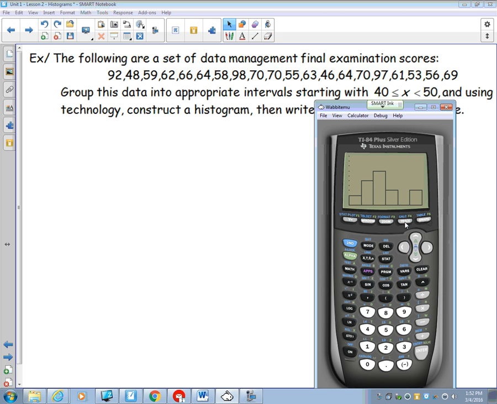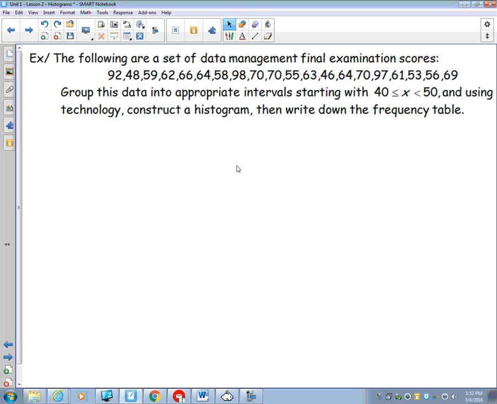You can use your trace button to find out your values. So 40 to 50, there's 2. 50 to 60 is 5. 7, 3, 0, 3. And it's okay to have zeros. Nothing wrong with zeros. That tells us there's just nothing in that interval. Okay, so you can write down your interval table, or your frequency table, and that takes us through histograms.